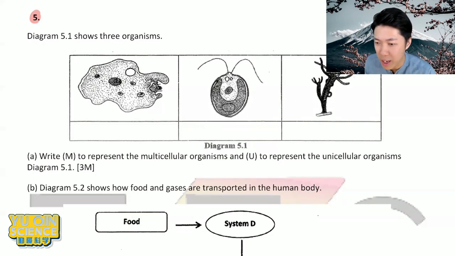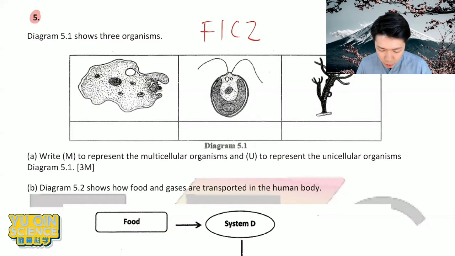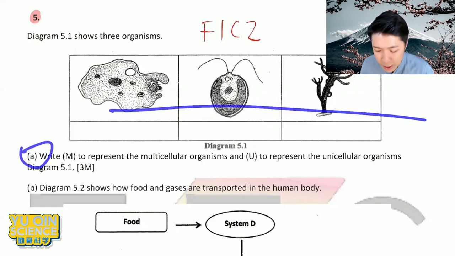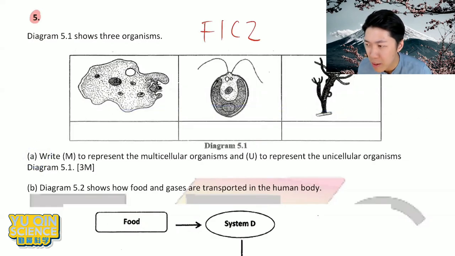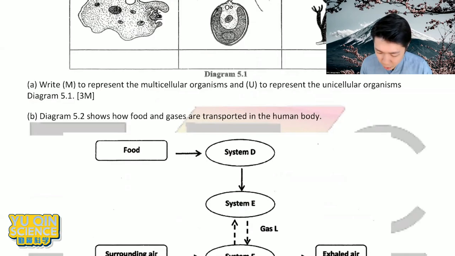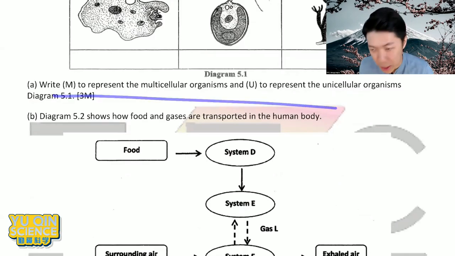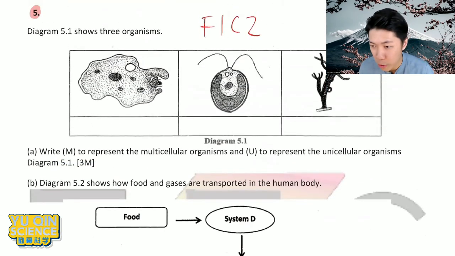Okay, so question five. I chose a difficult one to do with you. Chapter two, form one, chapter two. So first of all, before we answer the question for A, can we write down all three names? Actually, what does the question ask for? Our question is not asking for names, but we will write all three names for ourselves, okay?